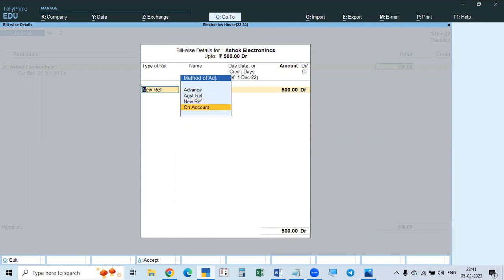Here, we cannot take a new reference, we have to take it as on account. It is not an invoice. We are charging the account amount for interest. So it is not an invoice and it is not against a reference. Take on account, 500 rupees.